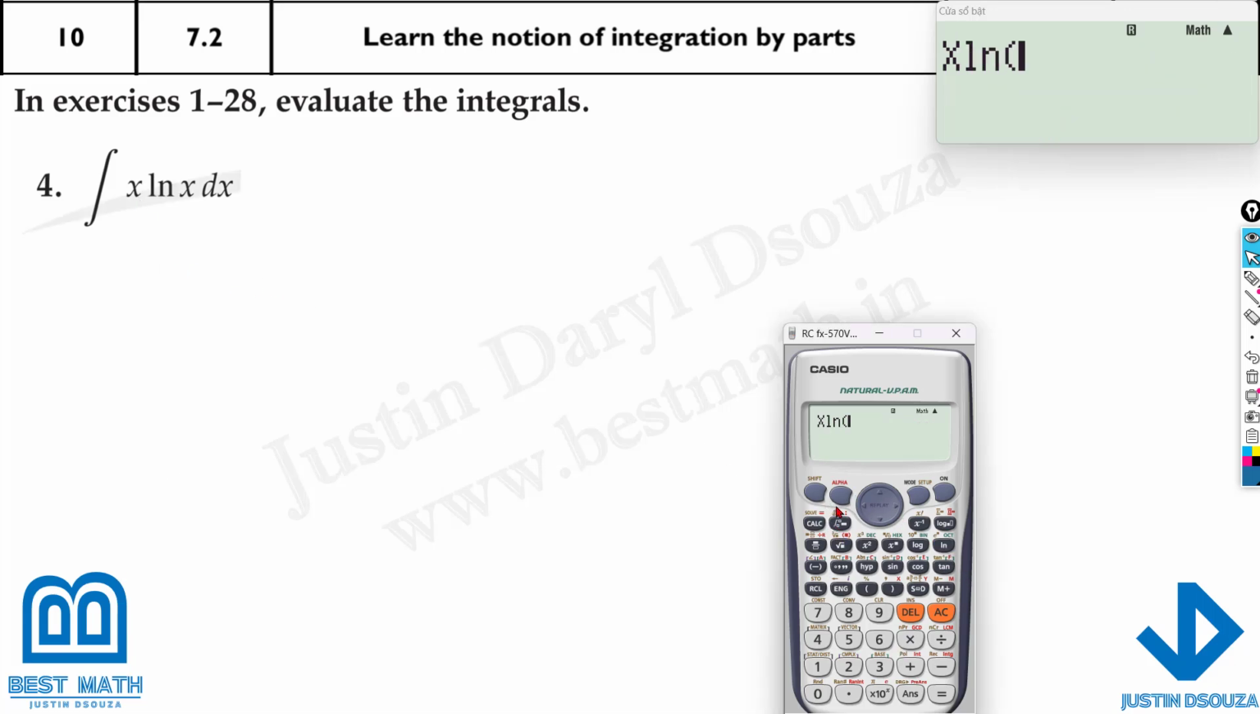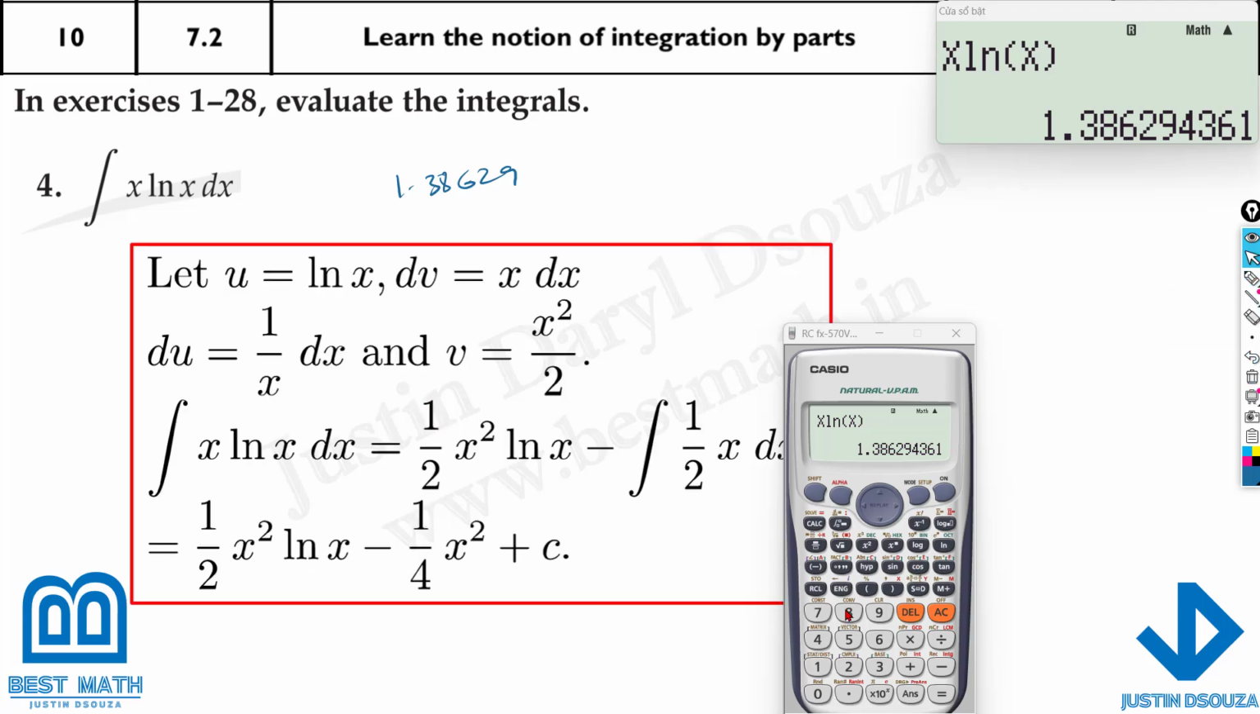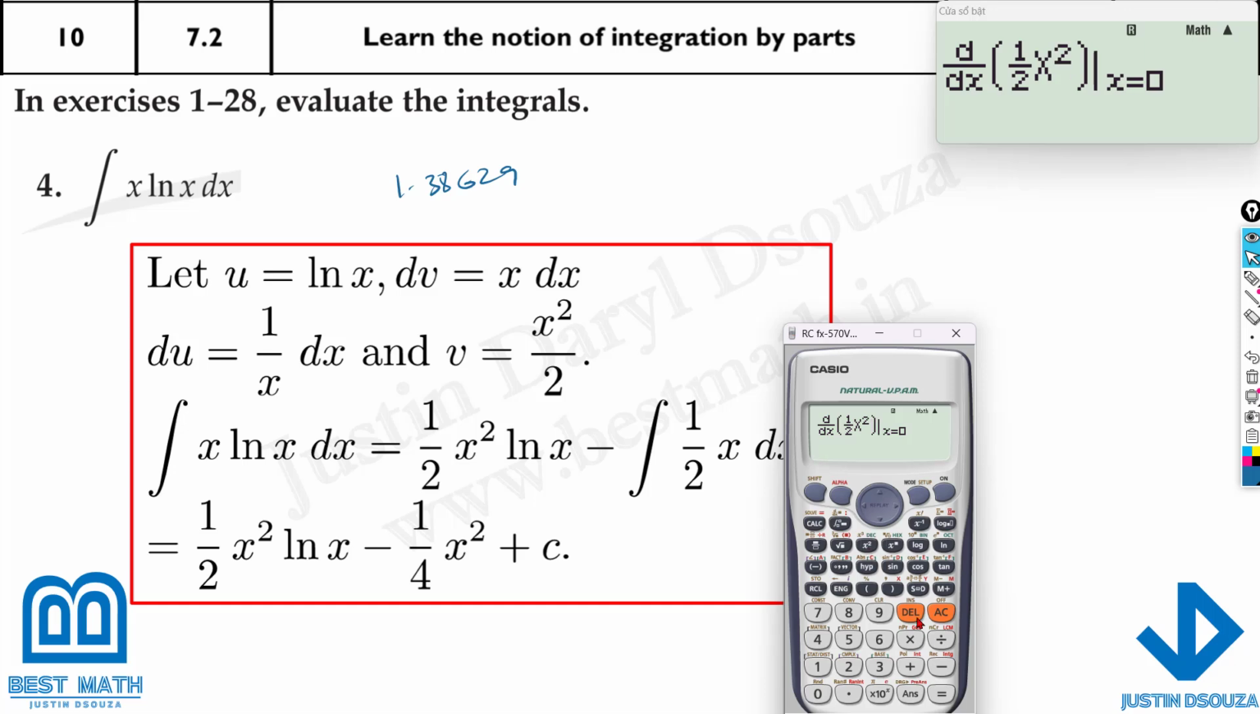Alpha x natural logarithm x, close the bracket, calculated at 2. And here we go. The answer is 1.38629. Now, you don't need to write so many values, but I'm just writing, to get the accurate answer. Now, you need to look into all the options. Now, shift dy by dx, half of x squared, that is alpha x, and square it up, and then natural logarithm of x.